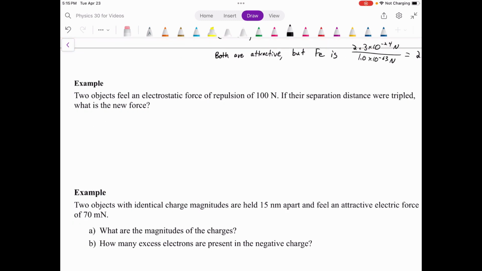Okay, let's try this one out. Two objects feel an electrostatic force of repulsion of 100 newtons. So that's the force they feel, originally anyway. Fe for the electrostatic force.